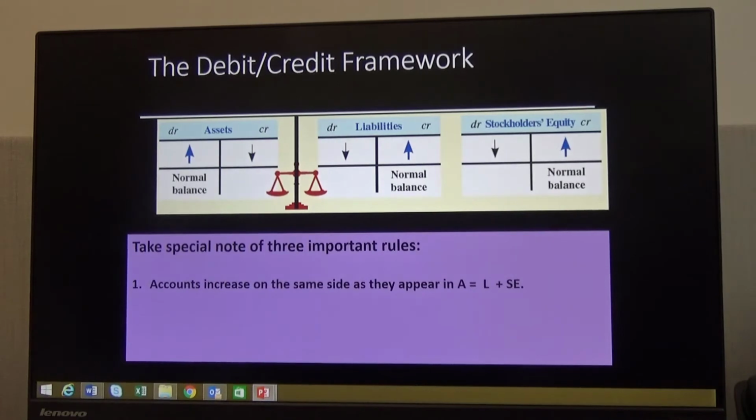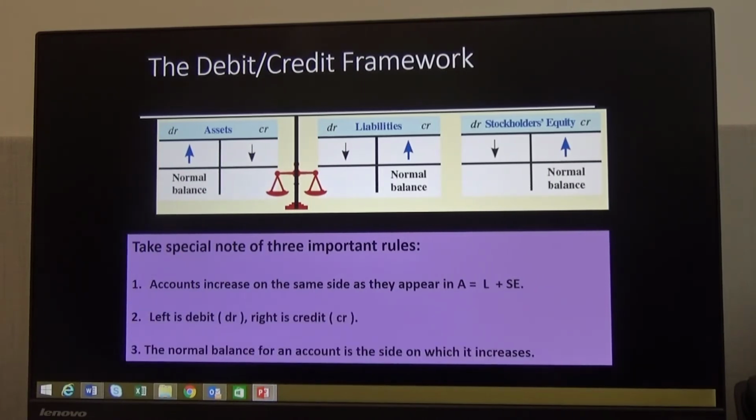So, three important rules. Accounts increase on the same side as they appear in the accounting equation. Assets are on the left side of that equation, and therefore they increase with left side entries. Liabilities and stockholders' equity accounts are on the right side of that equation, and therefore they increase on the right side, the credit side. Left is debit, right is credit, and the normal balance is the side on which the account increases.